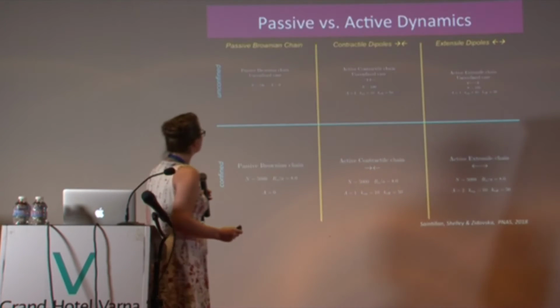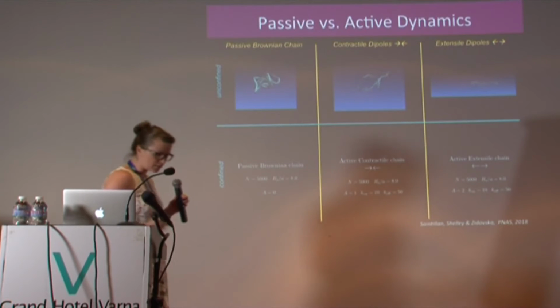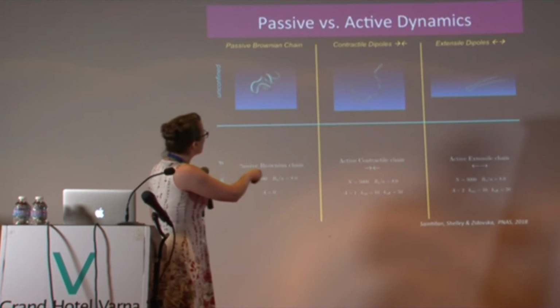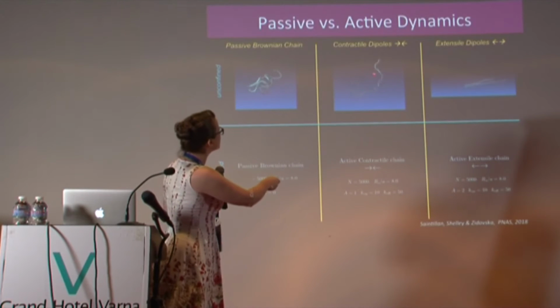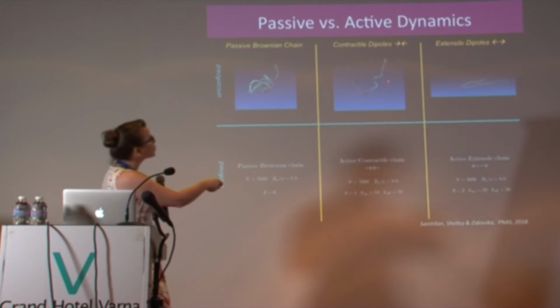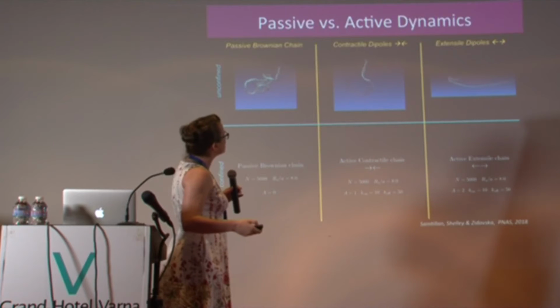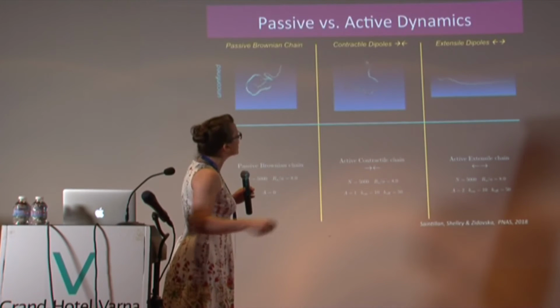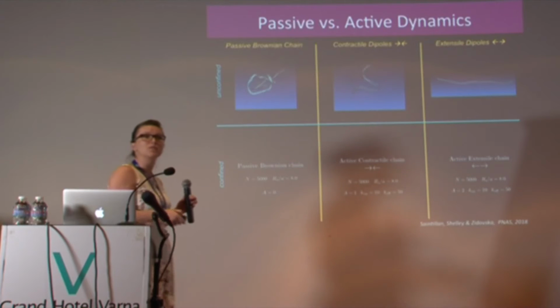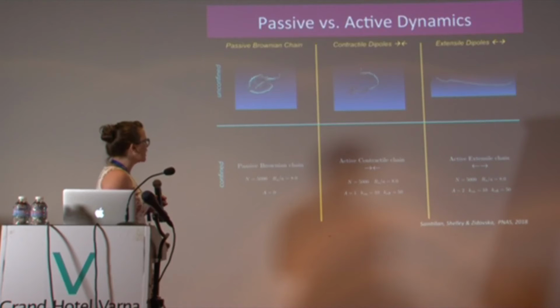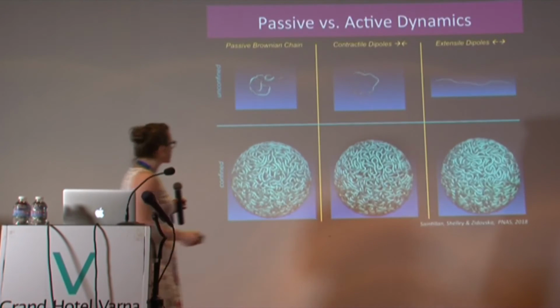So here, just to give you a little intuition for how such behavior looks, if you have just a passive Brownian chain in the unconfined case, we know what to expect. If you put contractile dipoles on your chain, then it behaves a little bit like an accelerated thermal Brownian chain. However, when you put extensile dipoles, you see that over time the chain has a tendency to stretch and to achieve its largest extension.